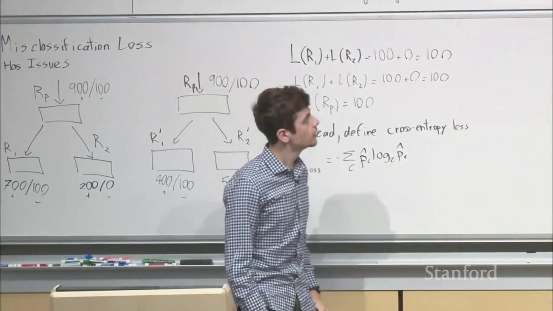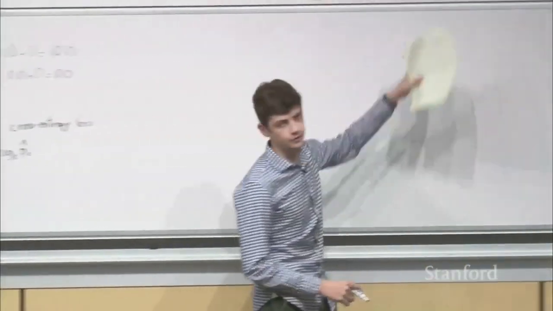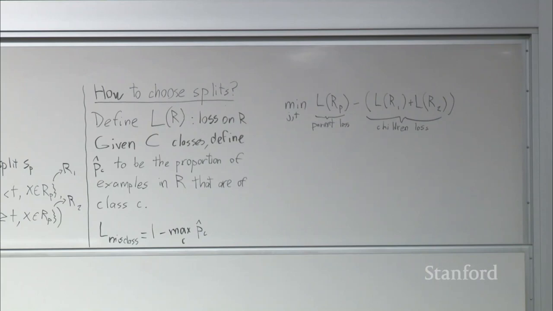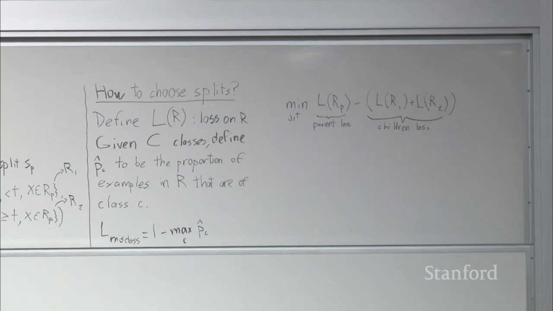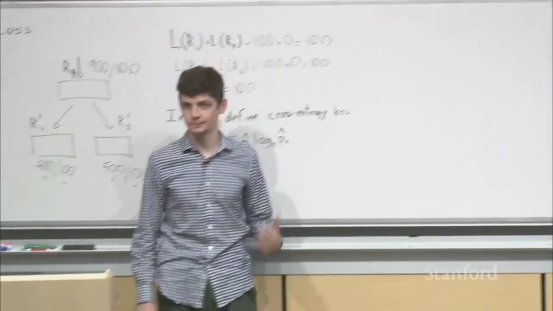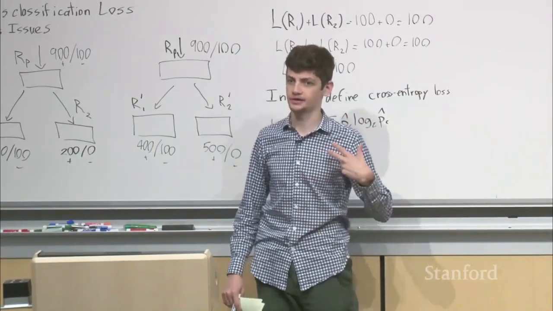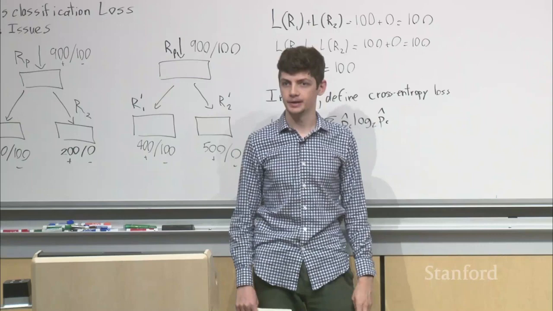Yeah, so the question is, when you're trying to minimize this loss here, is it the same as maximizing the children loss? And it turns out it doesn't really matter which way you put it. Basically you're trying to either minimize the loss of the children or maximize the gain in information.